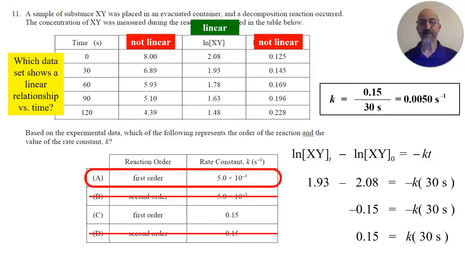So the correct answer to question 11 is that it's first order, and the rate constant is 0.0050 inverse seconds. So that means that A is the correct answer to question 11. Now, since this was the last question in this packet, it is now time to move on to the part of the lesson where I give you advice to help you avoid common mistakes.